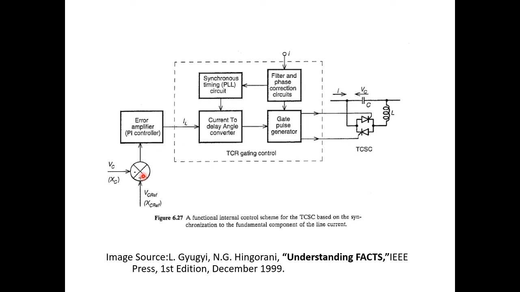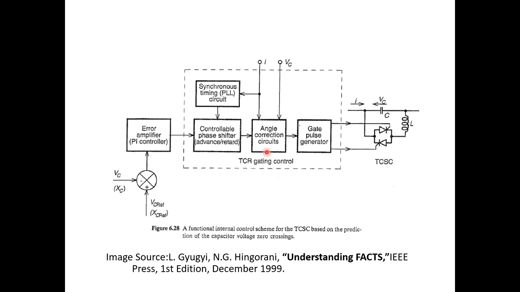Reference values I give as the capacitor reactance, the VC reference. If there is any error, the output here is IL. That IL I give to the current to delay angle converter, and then to the gate pulse generator. Those pulses I give as gate signals to the thyristor valves. This one is nothing but the control scheme for TCSC. Whatever the condition, this entire TCR gating control is the same for everything. This one is based on capacitor voltage zero crossings. This one is also the same, but with another criterion.